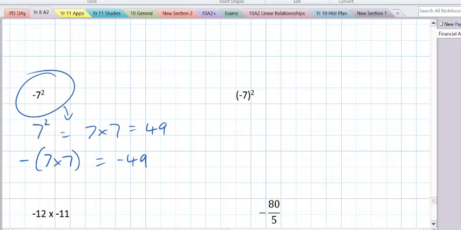This one up here reads as minus 7 all squared. Like the whole thing is squared. So yeah, the way you're thinking about it as minus 7 times minus 7 is correct. So minus 7, it doesn't have brackets, then it's only one of the sevens that is negative.